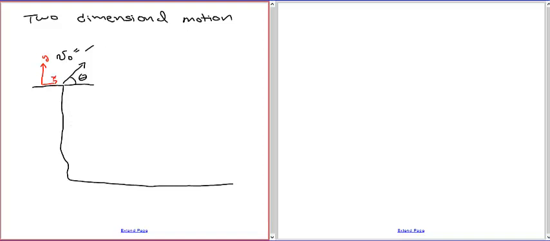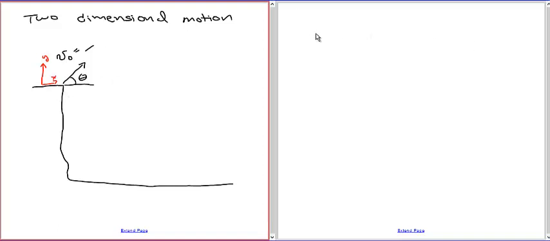Now in chapter 4 we have motion up and down flat ramps. In that case we align the directions parallel and perpendicular to the ramp. But for projectile problems, typically the y direction is the one that's under the influence of gravity, and the x direction is the one that doesn't have any forces acting on it.